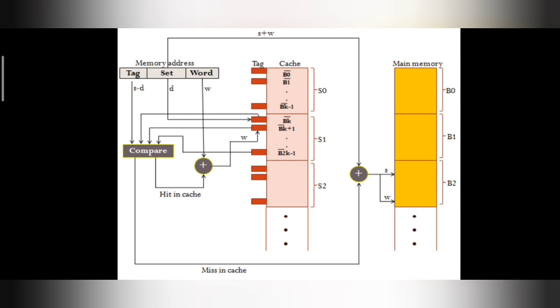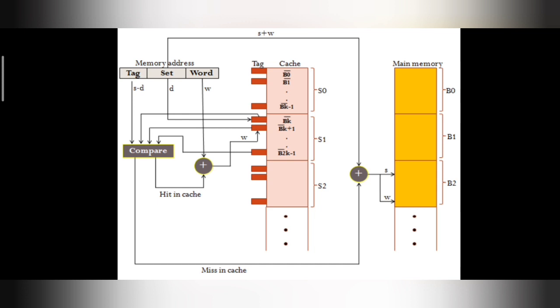Fine. Similarly, your main memory is also divided into blocks. Now here my memory address is divided into three parts. The W bits is simply the word offset within the block. Now D bits is going to specify a particular set in the cache memory, and the S minus D tag bits will be compared with a particular set's blocks.